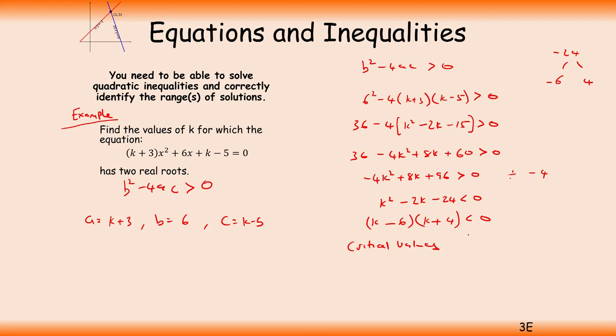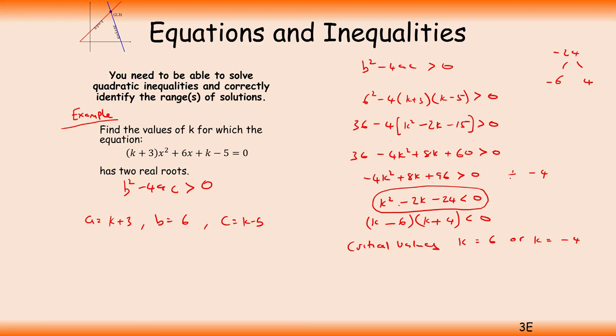What have we got? Critical values. k is going to be equal to 6, or k is equal to minus 4. So this equation here is the one we're trying to solve for, where we're trying to find out where it's less than 0.